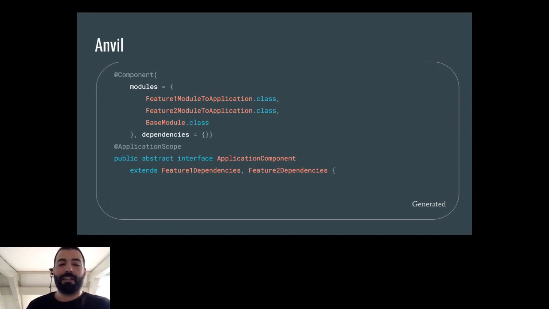So with that one line, three lines, yeah, three lines, Anvil will generate this code saying that, hey, this is an application component which extends feature one dependencies and feature two dependencies. I have two features. And in modules, it will define feature one module to application, feature two module to application, and base module. As I showed on the modules, we have the contributes to annotation, right? That will collect them all into here. And it is also marked as application scope.